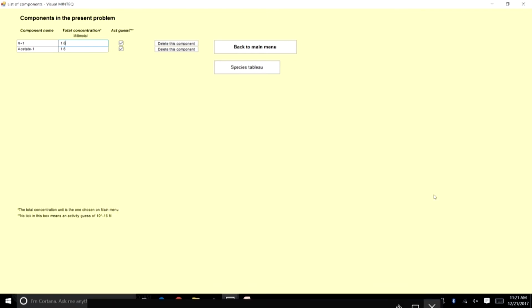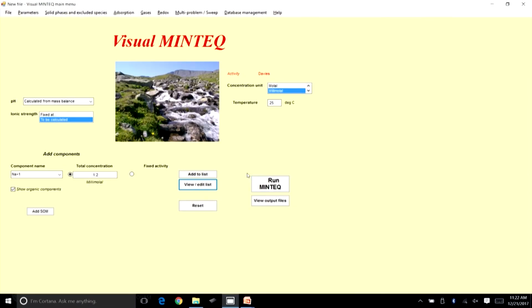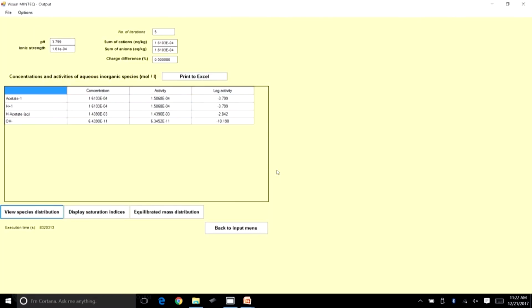So going back to the main menu, I am going to run the MinTech, and so I have a pH of only 3.7 or 3.8. So right, again what are we trying to do here? I am trying to use VMinTech by trial and error to be able to calculate my pH, right. So I want to estimate by trial and error how much HAC should I dump initially to be able to go to a value of pH 3.